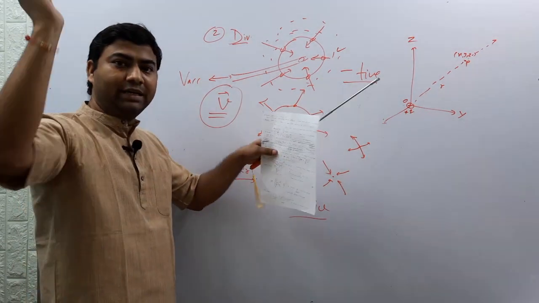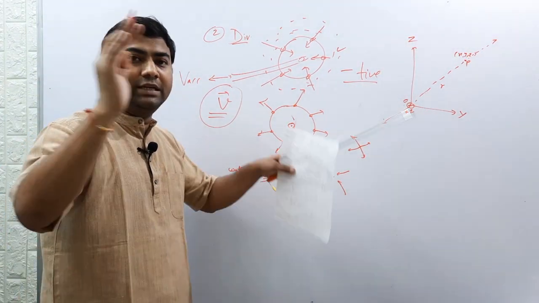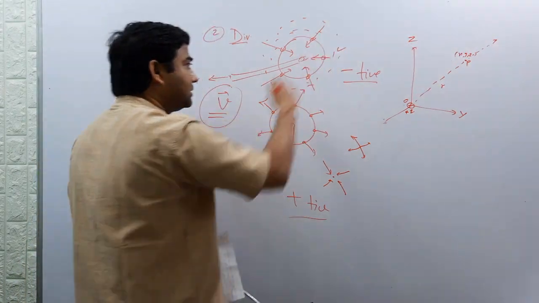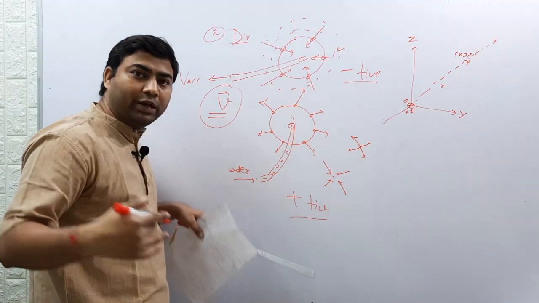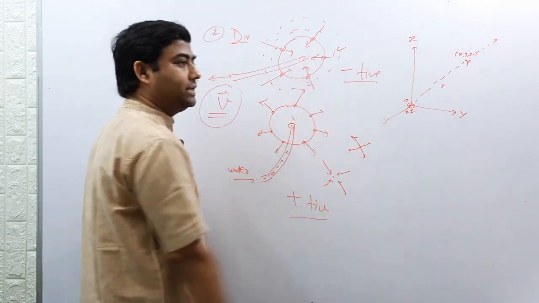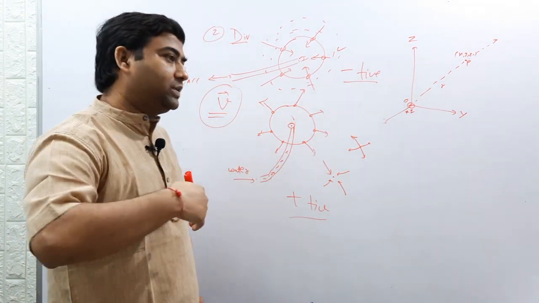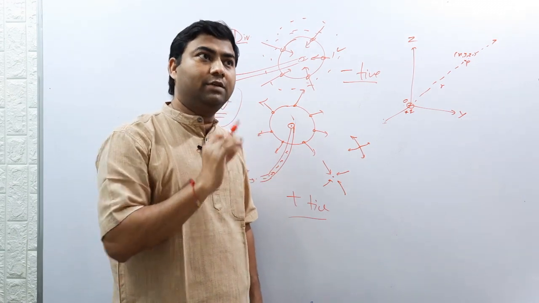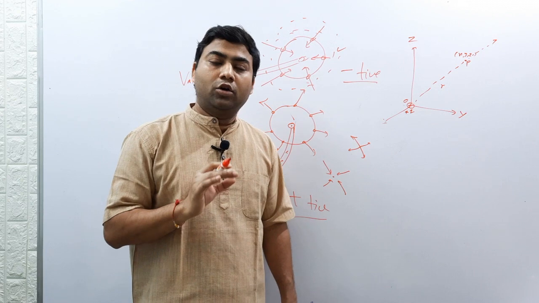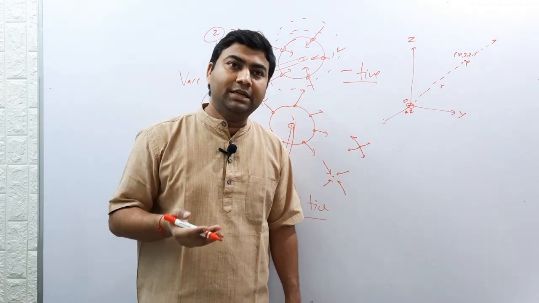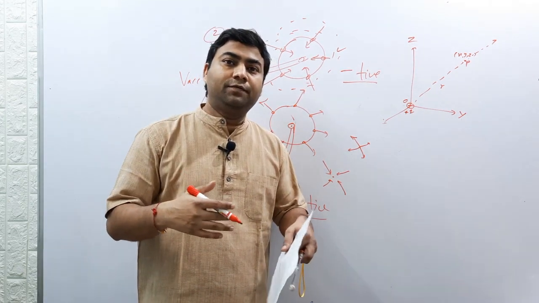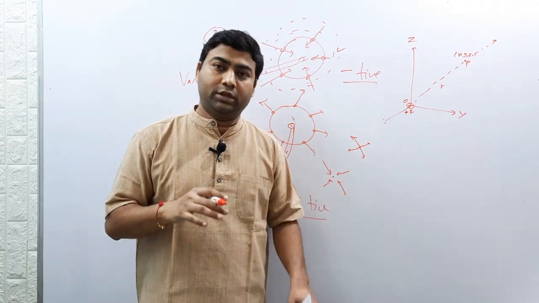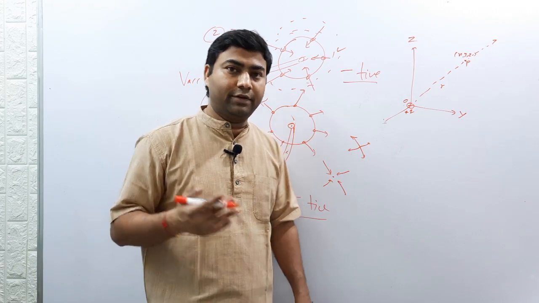When it is expanding, going radially outward, divergence is positive. When it is coming radially inward, collapsing, then divergence is negative. So that is the physical interpretation of divergence. Divergence at a point for a vector field is a property of that field which represents how the vector field is expanding or collapsing at that point. That's it. That's the divergence.